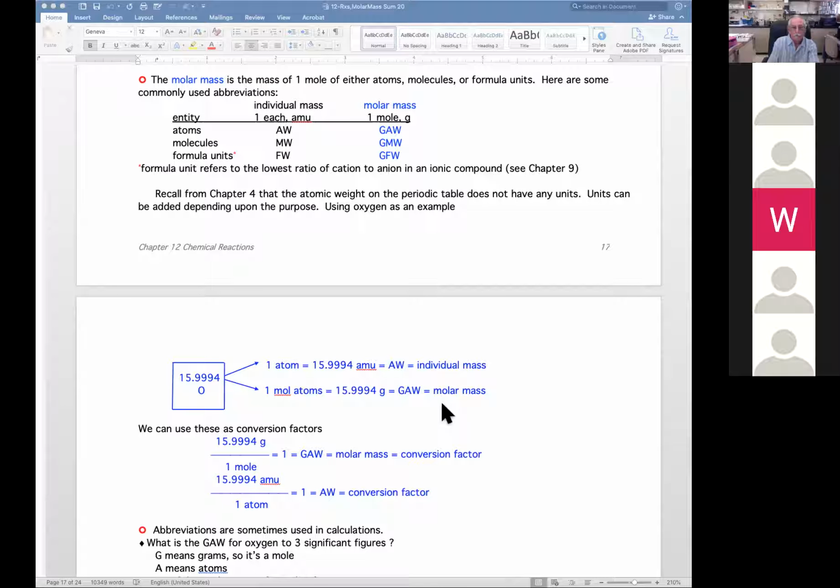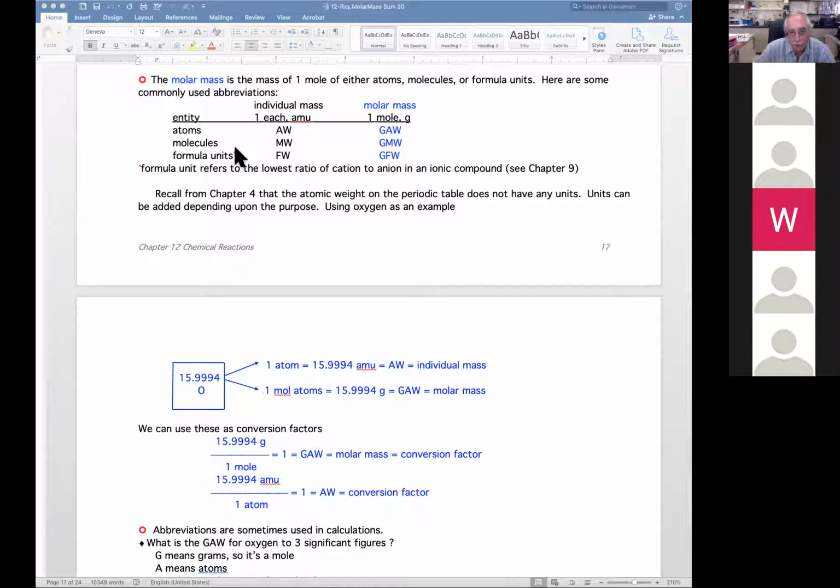They're all kind of interrelated then between the atoms and the molecules in that chart on page 17. Yeah, so if you're talking about atoms, it's either the atomic weight or the gram atomic weight, which is also known as the molar mass. The only difference between the two is the unit. That's exactly what we did here.